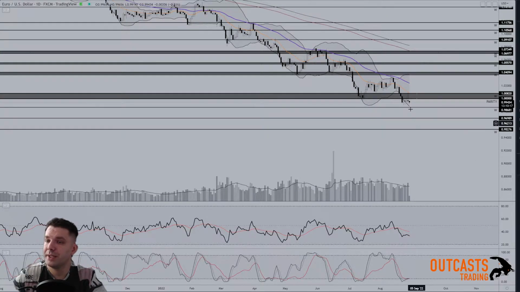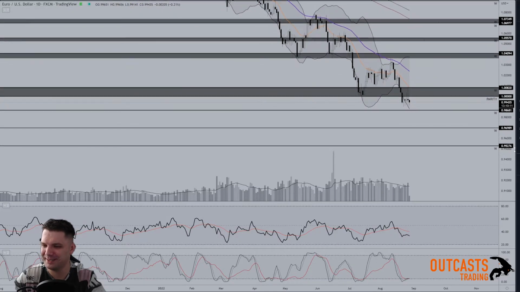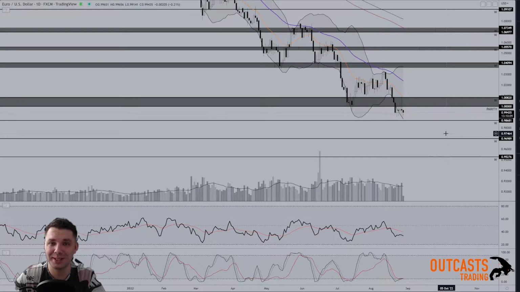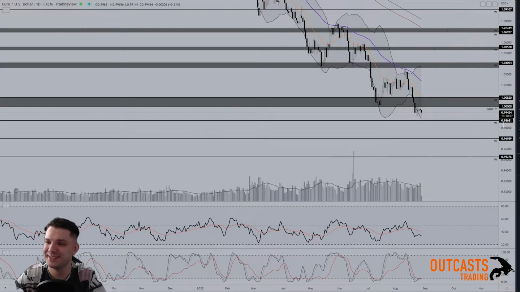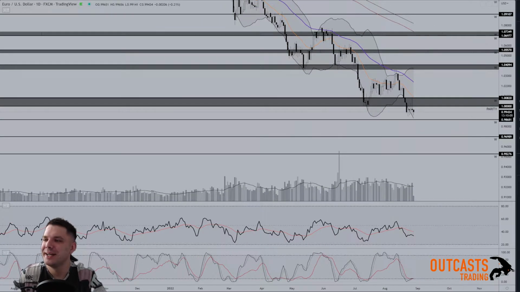Overall, let's go to the daily. Here you have this nice retest on Friday, which I didn't trade because I don't trade the news. I never trade the news, almost never.